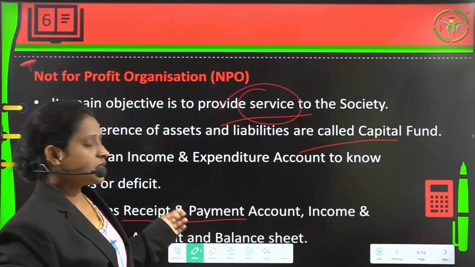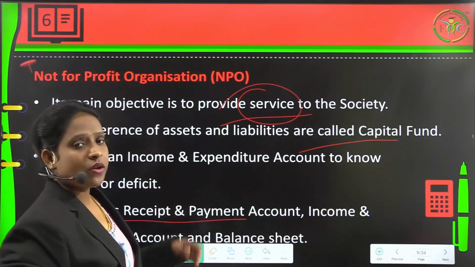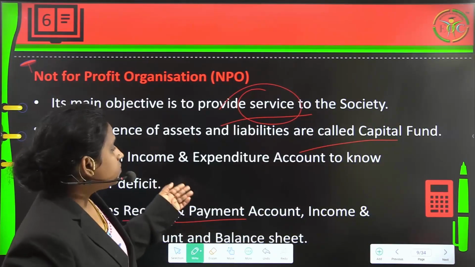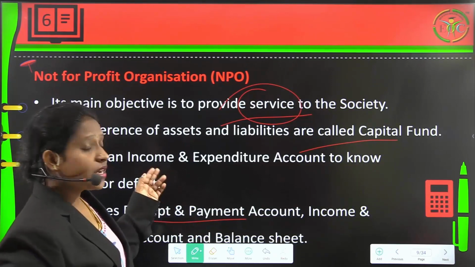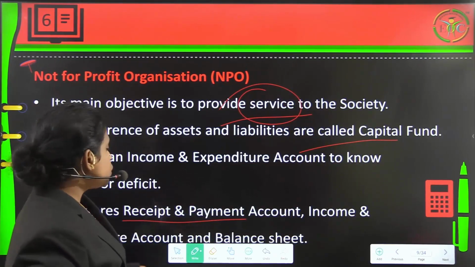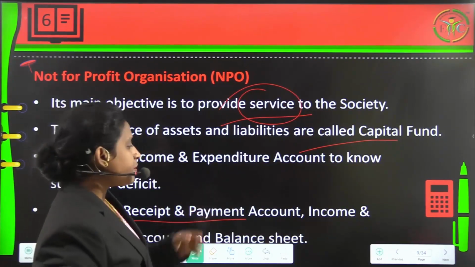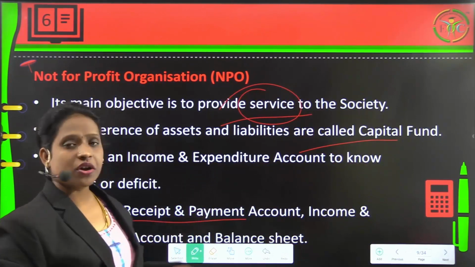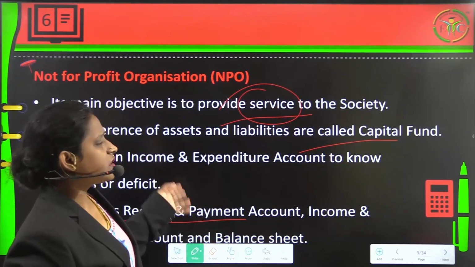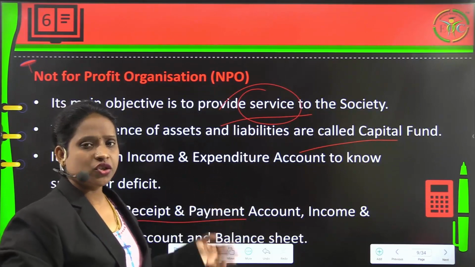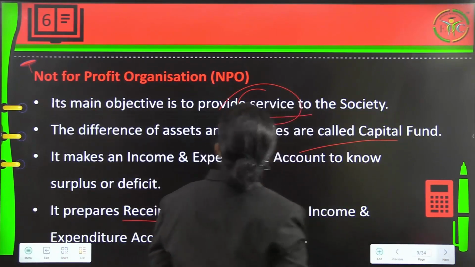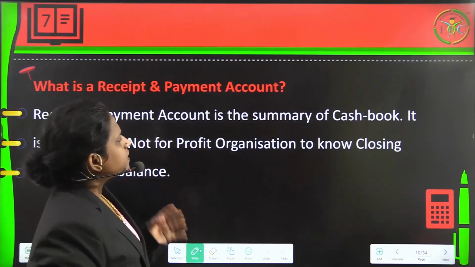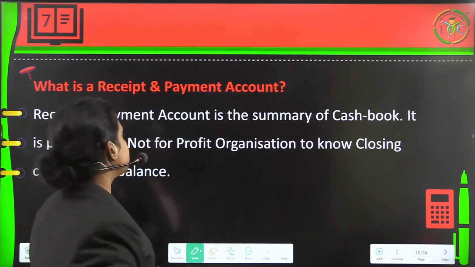So here we can understand that this is also focusing on preparing not only the trading and income and expenditure account. They also have to prepare a receipt and payment account, income and expenditure account, and also the balance sheet, though their source of income is through donations and all those things. Fine. Then what is a receipt and payment account?